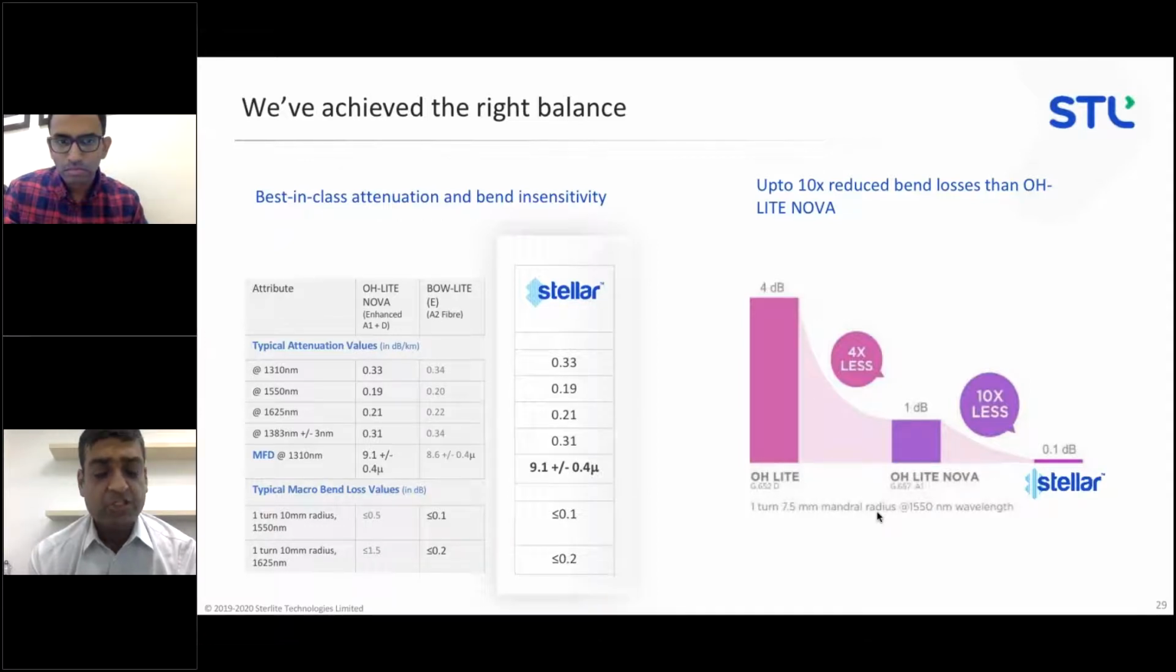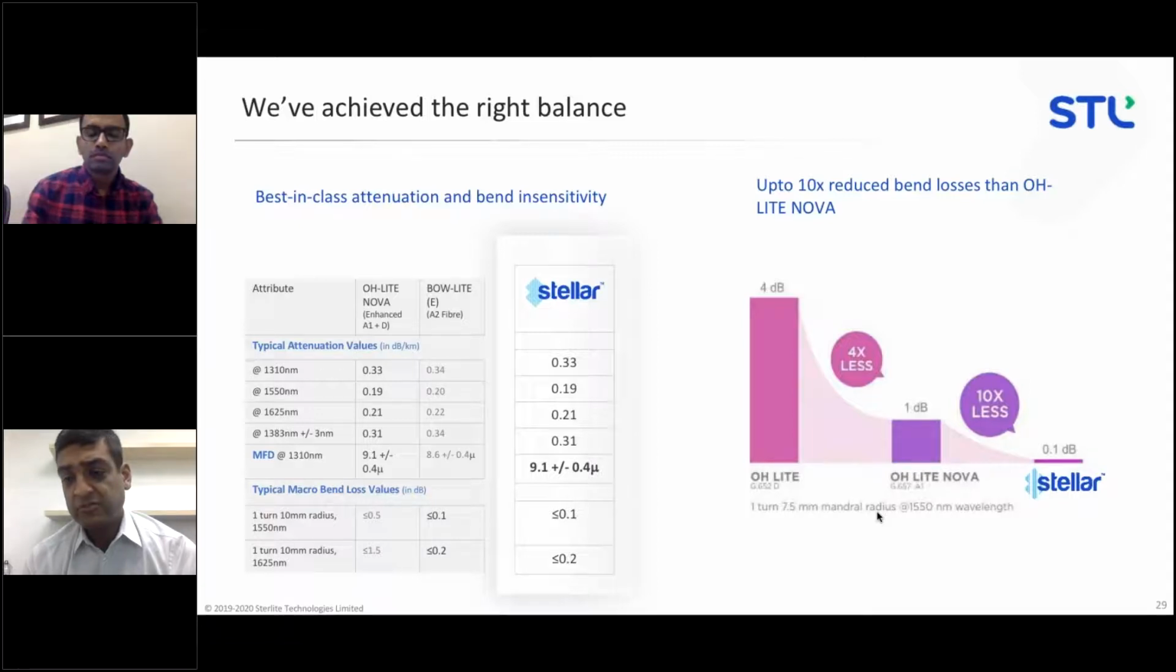And when you put both of these together, what you have is the benefits of bend insensitivity with the compatibility to legacy networks. Right? And you see that bend insensitivity in the figure on the right, when you compare G.652D or an enhanced fiber or an A1 fiber like OHLF Nova versus Stellar. It's about 10 times lower than A1 fiber or about 40 times lower than standard single mode.